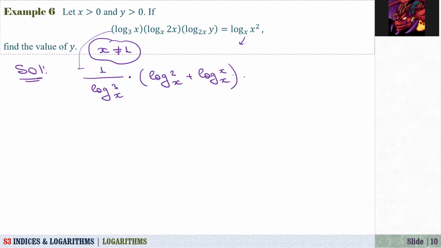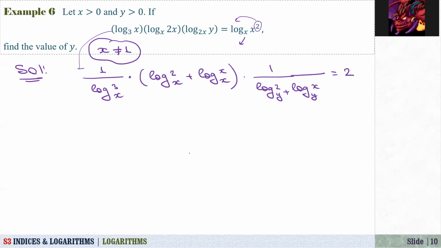What can I write here? I need to have the same base, so I can write it as 1 over logarithm of 2x to the base y, and this 2x we can simplify, that is logarithm of 2 to the base y plus logarithm of x to the base y. On the right-hand side, the power comes to the front. Logarithm of x to the base x is just equal to 1. So that's equal to 2.